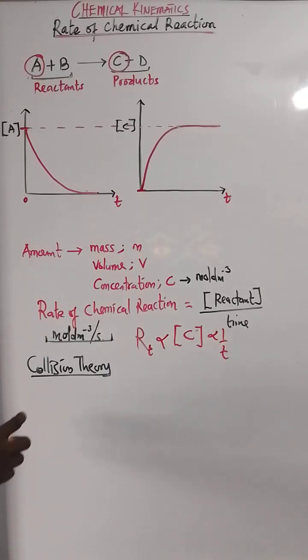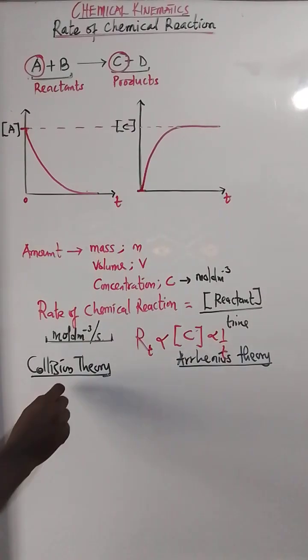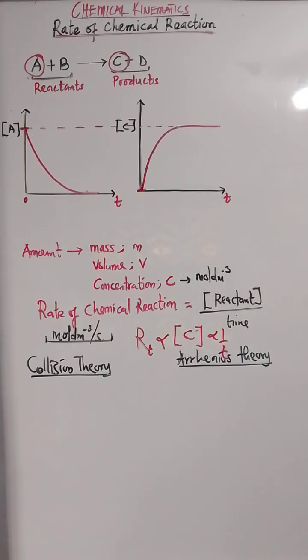So we are going to talk about collision theory and Arrhenius theory, or we call it the activation energy theory. So what is collision theory? Collision theory states that for a chemical reaction to occur, or for a product to be formed, the reacting particles must collide effectively. So in short, before a product can be formed, the reacting particles must collide, and the collision must be effective. If the collision is not effective, the molecules will bounce back and nothing will happen.